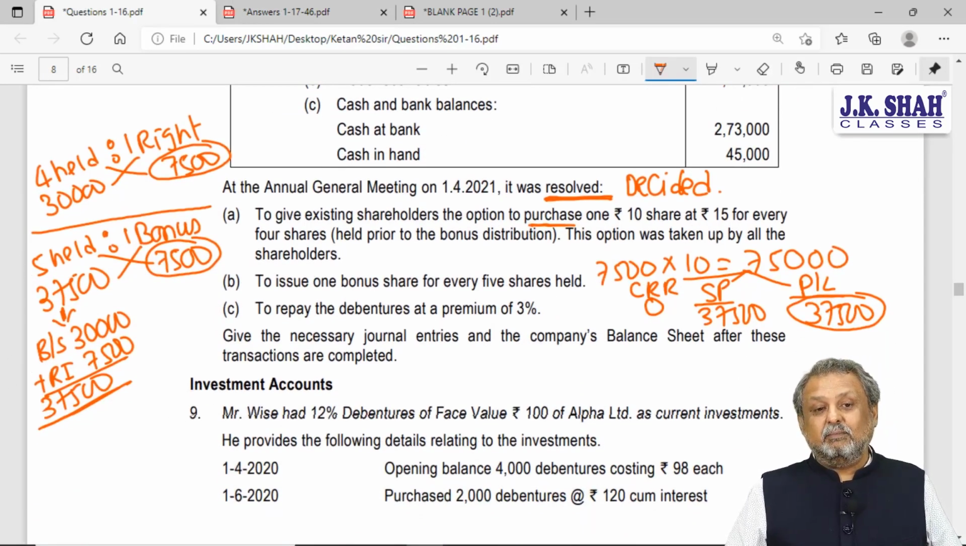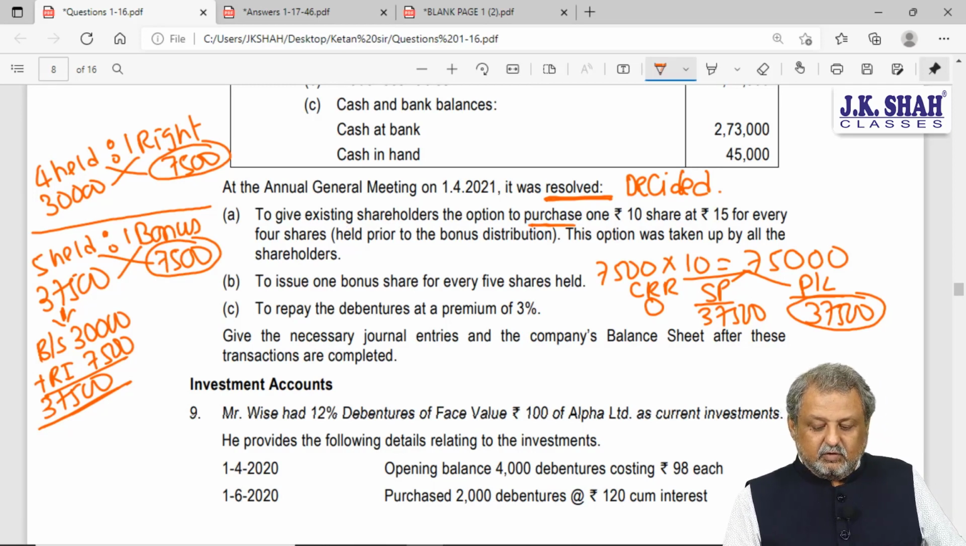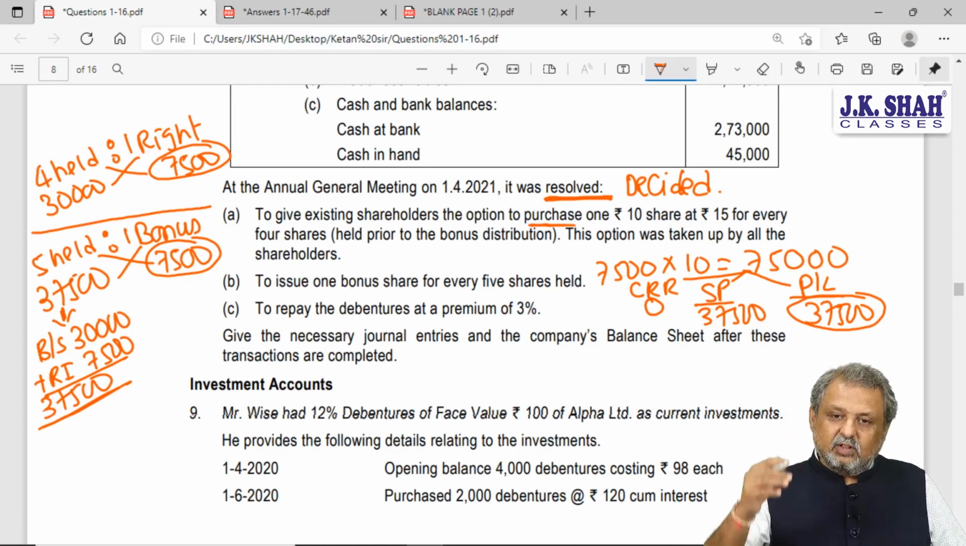Secondly, don't jumble up. When you are doing a fresh issue or rights issue, one entry for that, okay. For bonus, 2 entries, do it. Then redemption of debenture, all the steps.